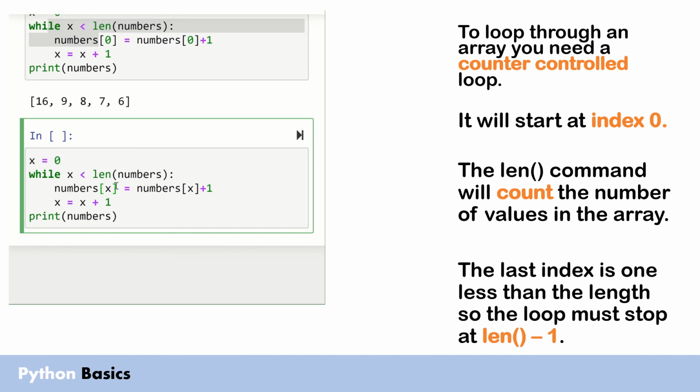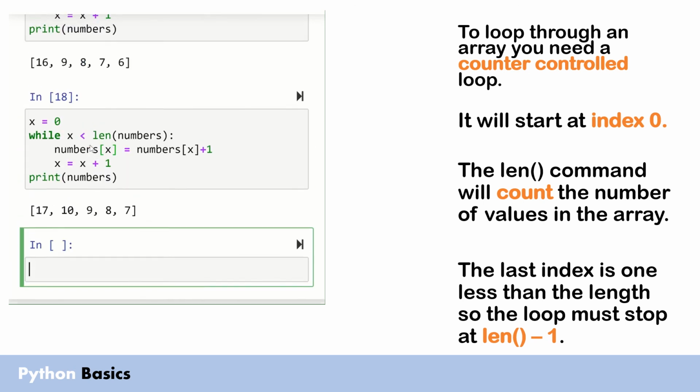So here I've got numbers x equals numbers x plus 1. So if I run that, you'll see that these numbers have now all been updated by 1. So 16 becomes 17, 9 becomes 10, and so on and so forth.